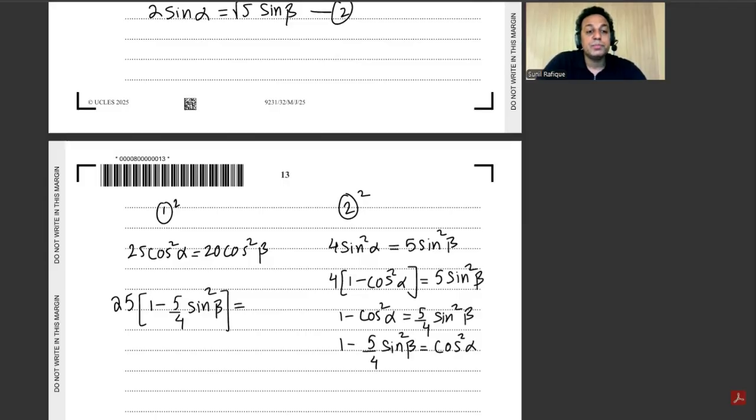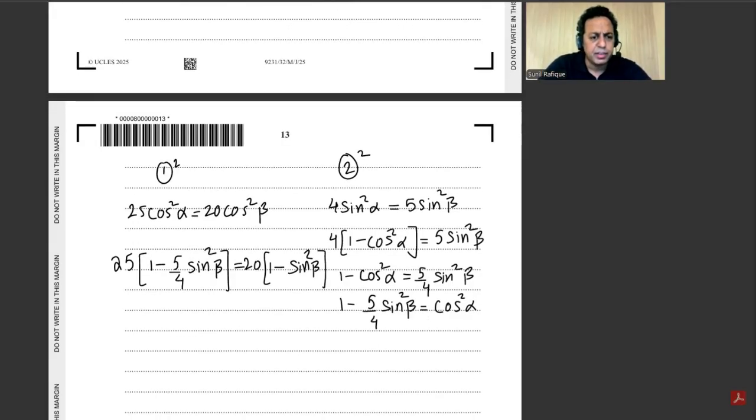Then the other equation, 20, and let's put this as well, 1 minus sine squared beta. So this will help me get sine squared beta, and then I can find everything else accordingly, right? Okay, so let's just put 5/4 and 5. Yeah, that looks better. 5 minus 25/4 sine squared beta equal to 4 minus 4 sine squared beta.